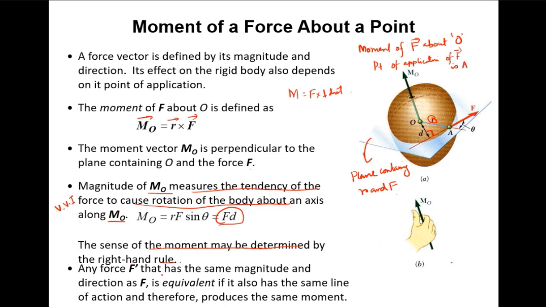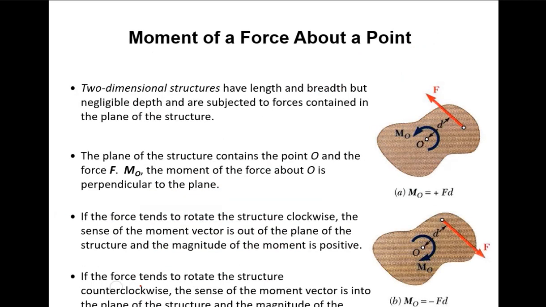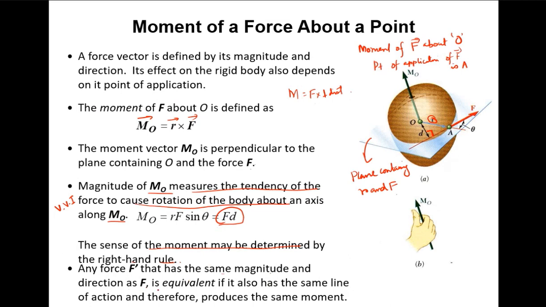So any force F dash that has the same magnitude and direction as F is equivalent if it also has the same line of action and therefore produces the same moment. Now, this same example I gave you in the first class, equivalent vectors, with respect to the moment that is being caused by the force. So any force F dash that has the same magnitude and direction as F is equivalent if it also has the same line of action and therefore produces the same moment.